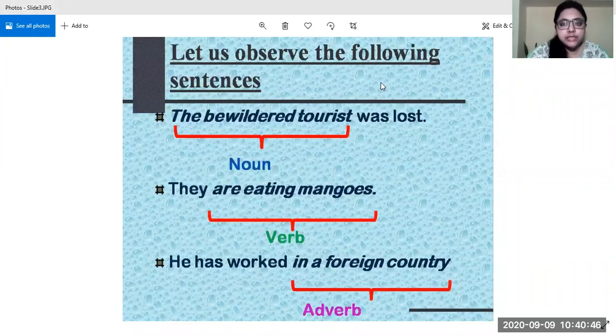In the second sentence, similarly, they are eating mangoes. So what are they doing? They are eating mangoes. We know that verbs are the doing words. So whenever the subject performs any action, that action is the verb. So here the subject is they. So they are doing what? They are eating mangoes.